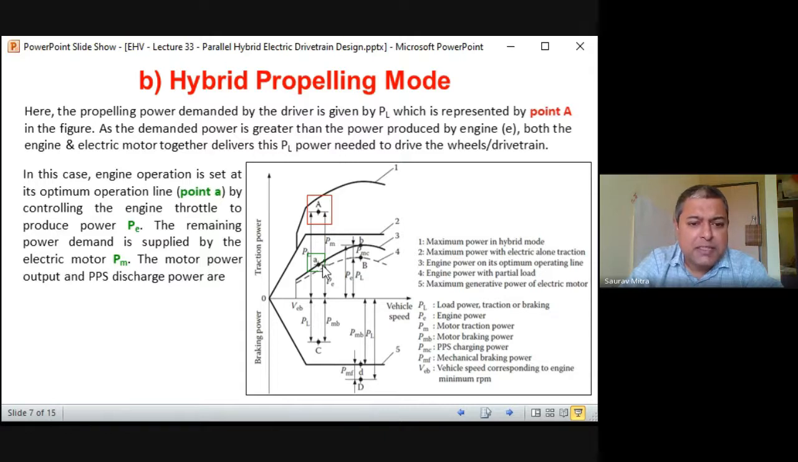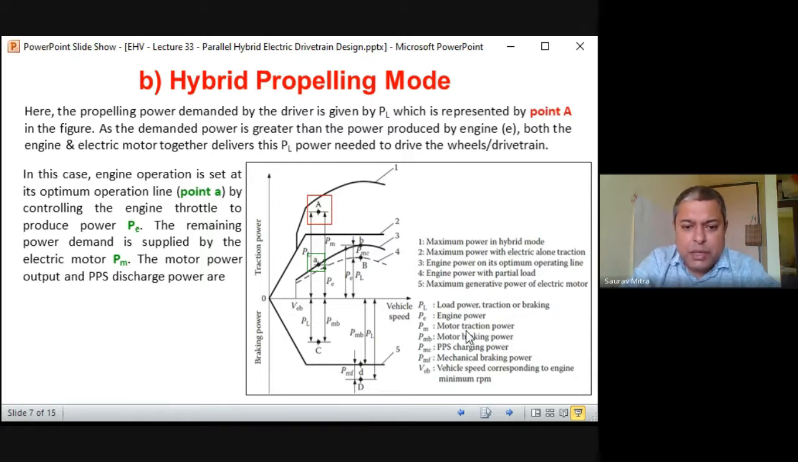PE is the engine power given, controlling the engine throttle. How can you control the operation up to point A? This can be controlled by the engine throttle to produce power PE. The remaining power demand is supplied by the electric motor, PM, the motor power output, and the PPS discharge power. In this case, this PM is always obtained from PPS. That formula always states that PPS discharge is equal to PM by eta M.